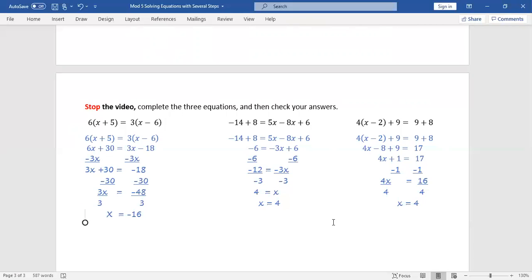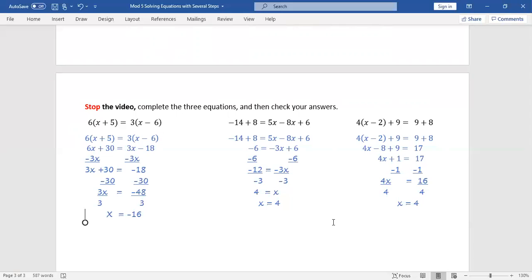and my end result is x equals negative 16. My center equation, the first thing I'm going to do is go straight to simplifying both sides of the equation. On my left, I have constants, so I can combine those. On the right, I have two variable terms I can combine.